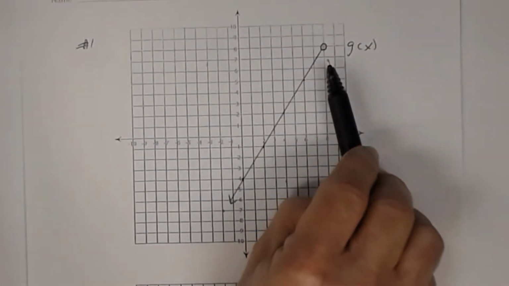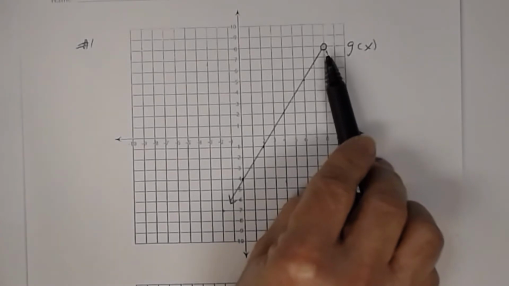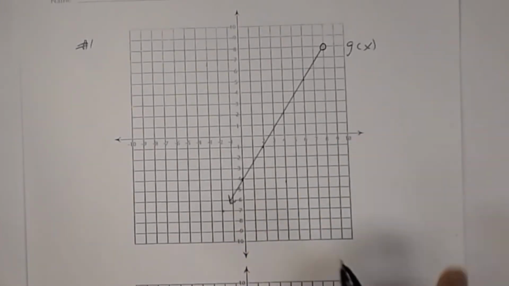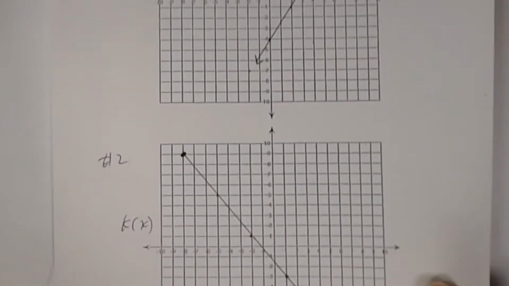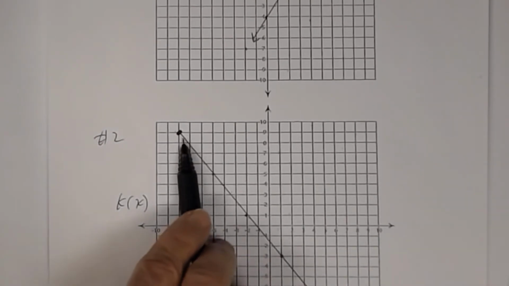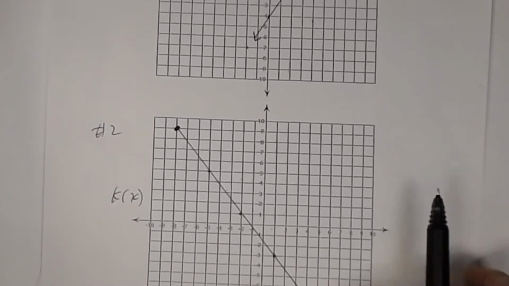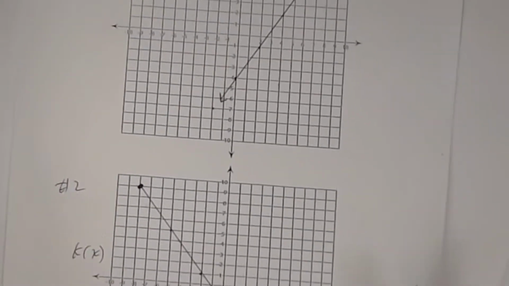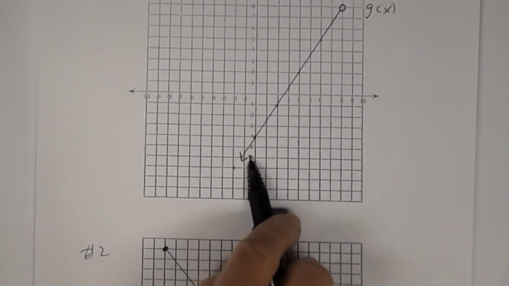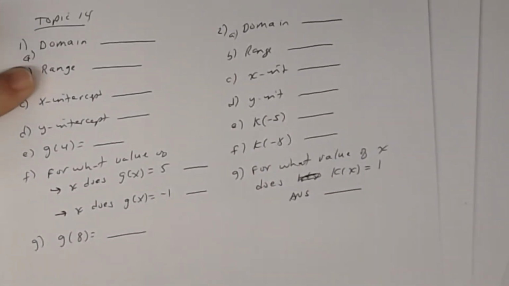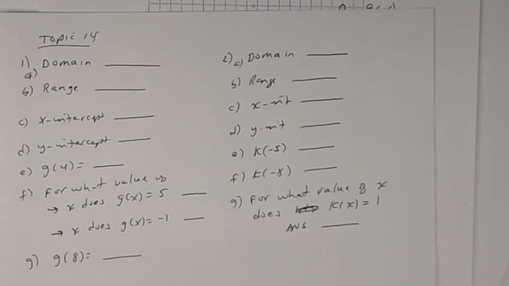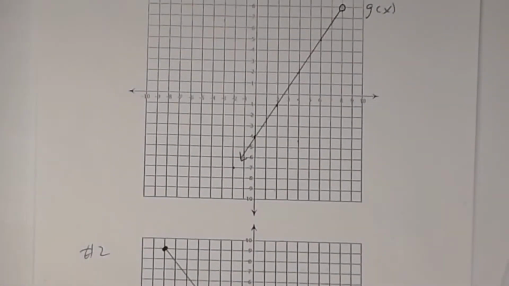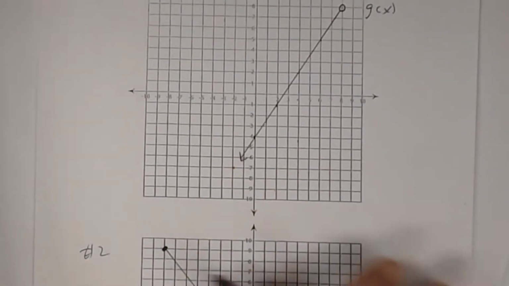As you go through this, it is important you understand what an open circle means. It is important that you understand what a closed circle means. And it's also important you understand, what does an arrow mean? If you see an arrow, what does that mean in terms of domain and range? All that's important. Okay, so we're going to do number one.